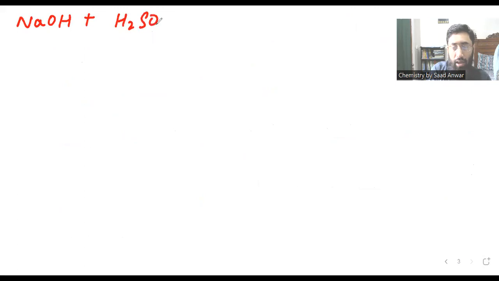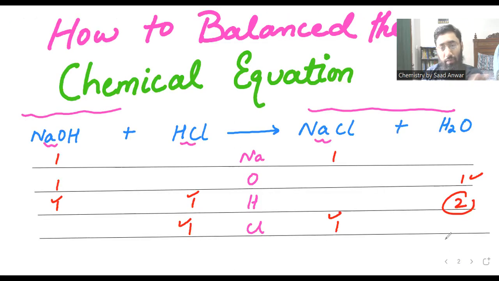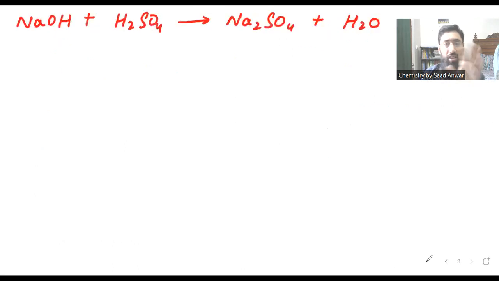Let me take another equation. Okay guys, now this is the equation. Sodium hydroxide is reacting with sulfuric acid, H2SO4, and the product I am getting is sodium sulfate, Na2SO4, and water. This is not a balanced equation. The previous equation is a balanced equation. Before I thought this was not a balanced equation, but actually this is a balanced equation. So let me make this equation a balanced equation.